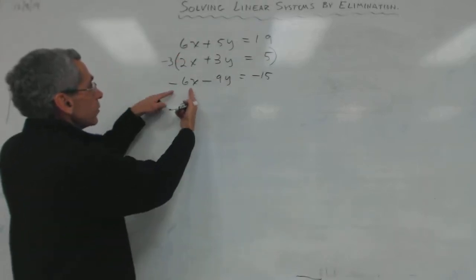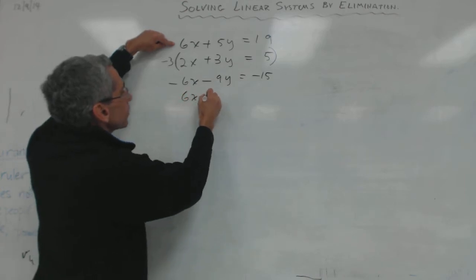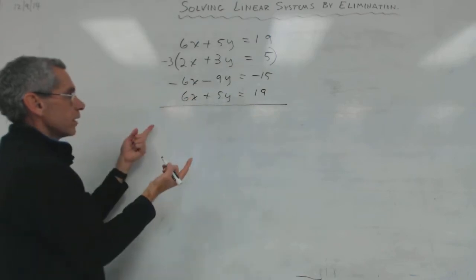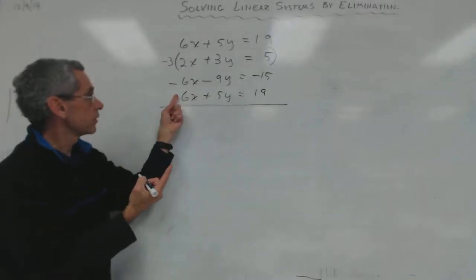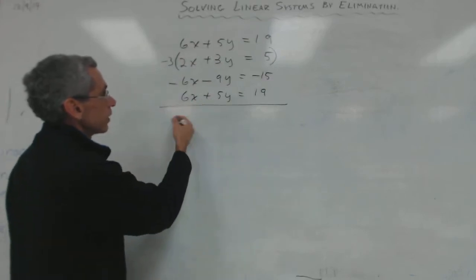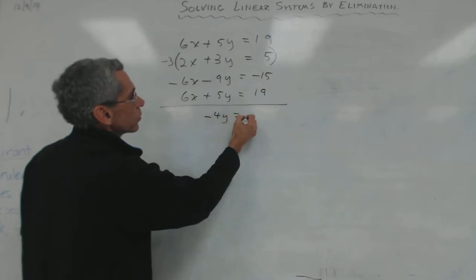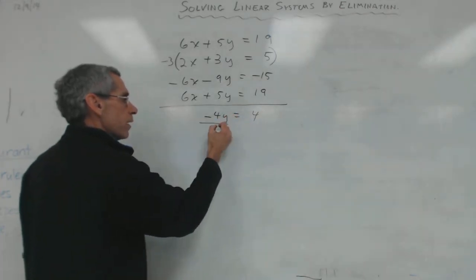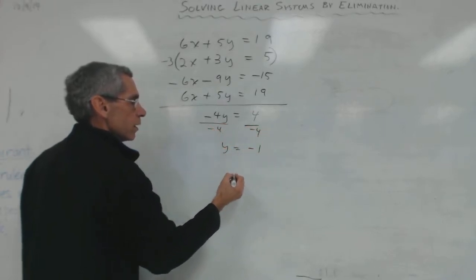So now I'm going to bring this one back down here so I have it next to each other. Plus 5y equals 19. Okay, can I add those together? And it will eliminate my x's, right? Yes. Negative 6x plus 6x is nothing. So now I've got negative 4y is equal to 4, right? So if I divide by negative 4, y is equal to negative 1.